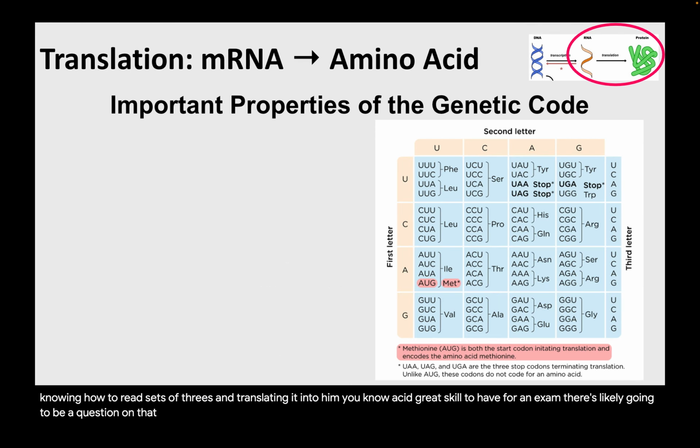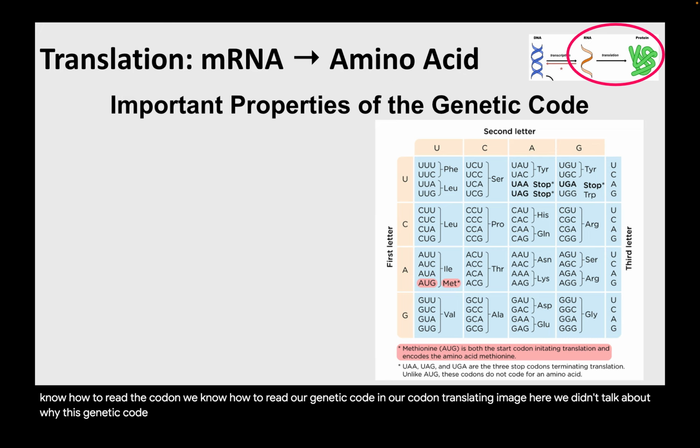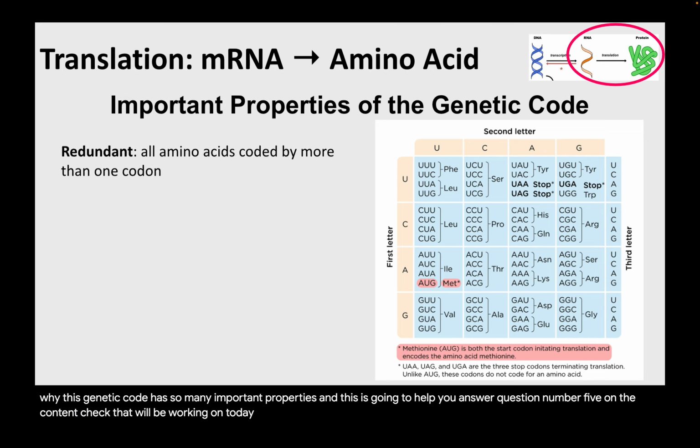All right, but that's where we left off. So this was the next slide that we would have gone to on Friday. We know how to read the codon. We know how to read our genetic code in our codon translating image here. But we didn't talk about why this genetic code has so many important properties. And this is going to help you answer question number 5 on the content check that we'll be working on today.